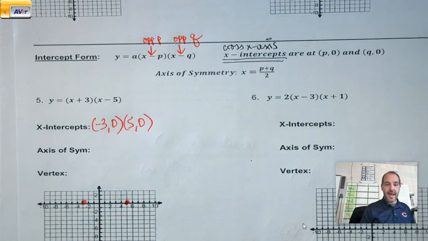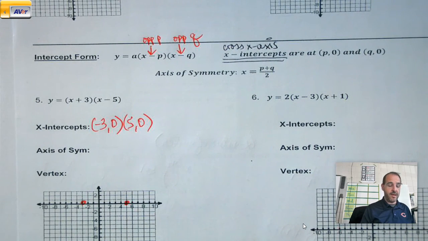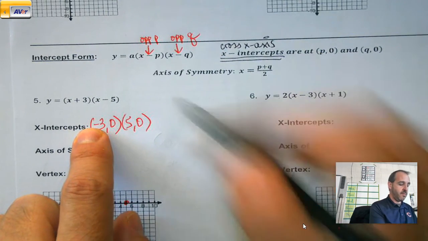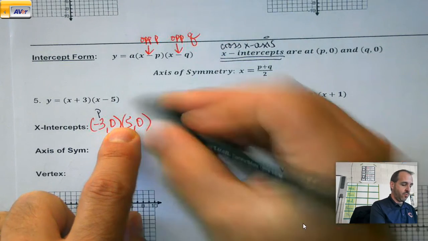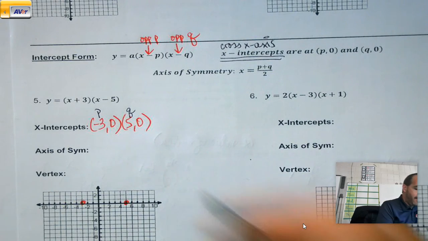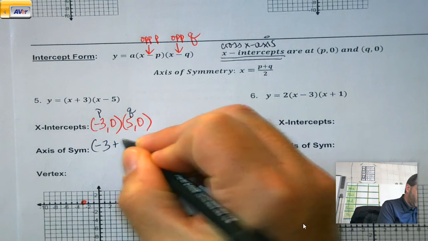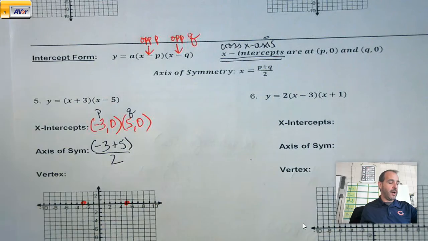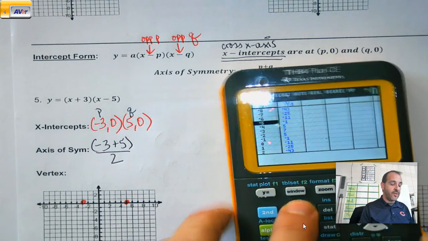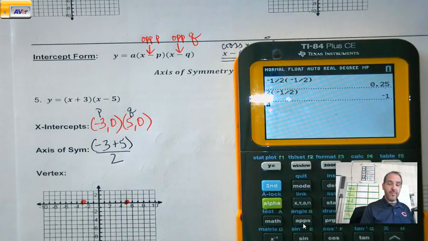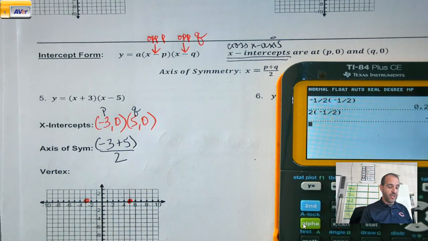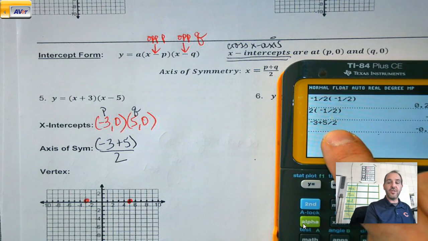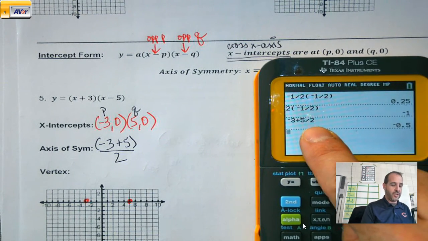So then when I look for my axis of symmetry, I'm going to take these two values. This is my P. This is my Q. I'm going to add them up. Negative 3 plus 5. And this is that calculator issue like we talked about on the other side. We need to either do negative 3 plus 5 on its own and then divide by 2 because, again, if you do negative 3 plus 5 divided by 2, the calculator is going to do division first because it's following order of operations. That's not what we want.